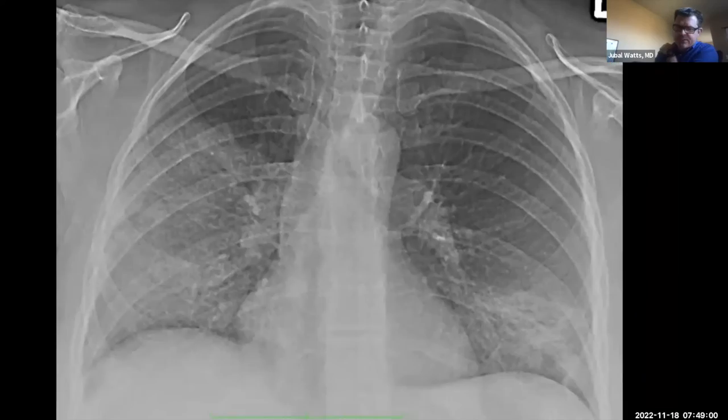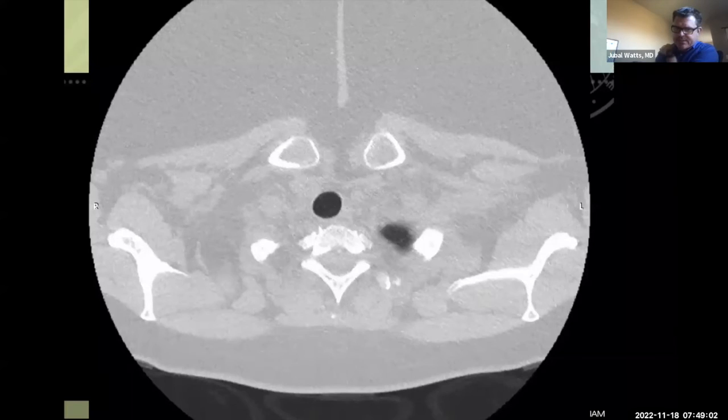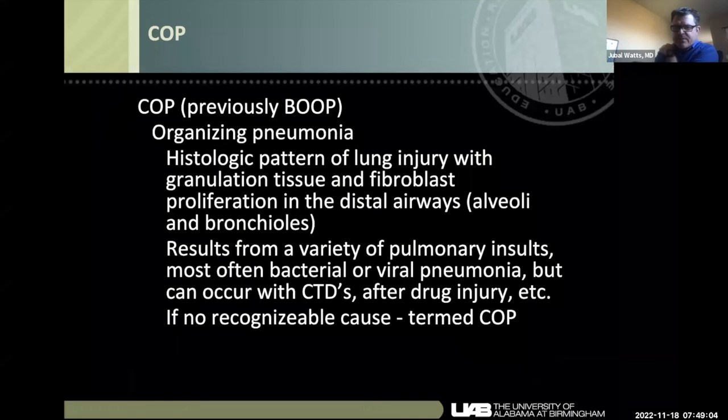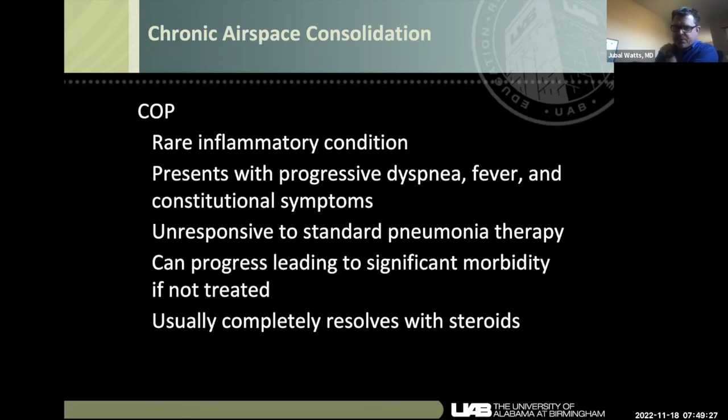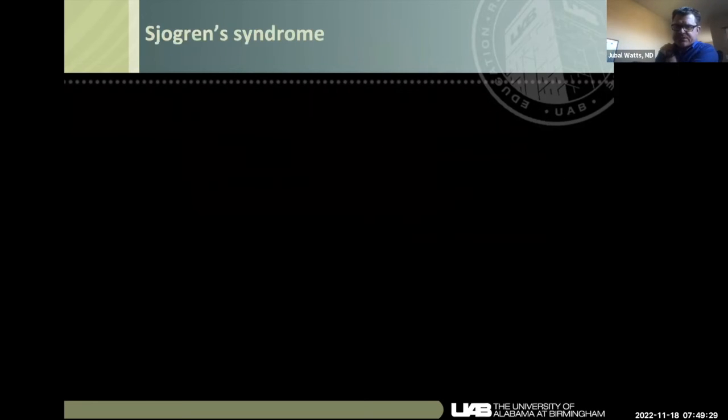And here's the chest x-ray showing the extensive opacities. That was a movie of the same. So COP, cryptogenic organizing pneumonia, we don't know the cause. Almost anything can cause organizing pneumonia. It is common after infections. Organizing pneumonia and NSIP are two of the most common patterns of lung injury from drug toxicity. And you can also see a lot of organizing pneumonia in people with connective tissue diseases.